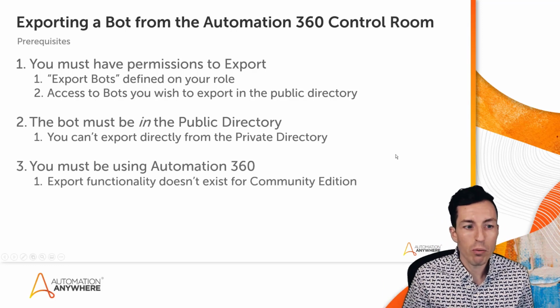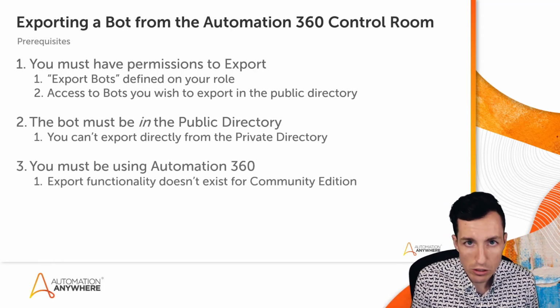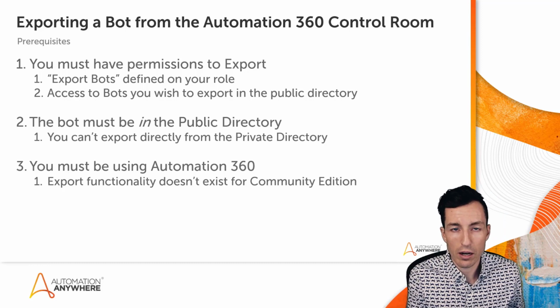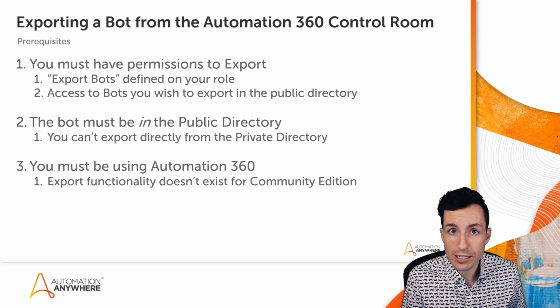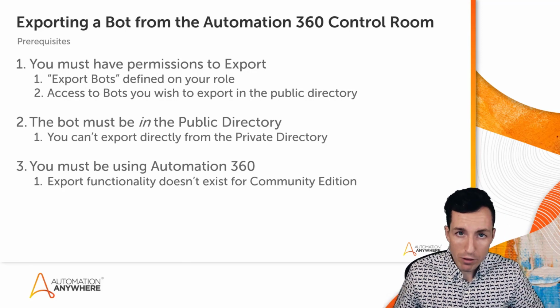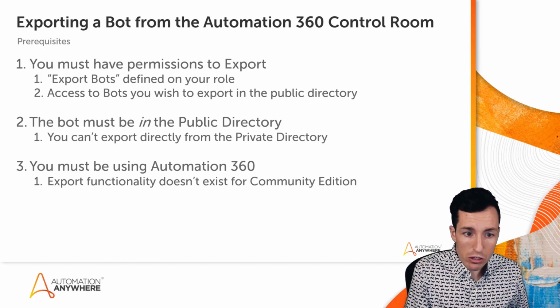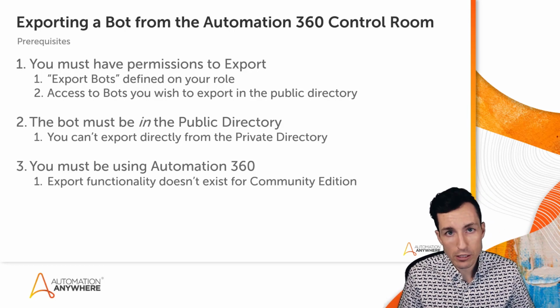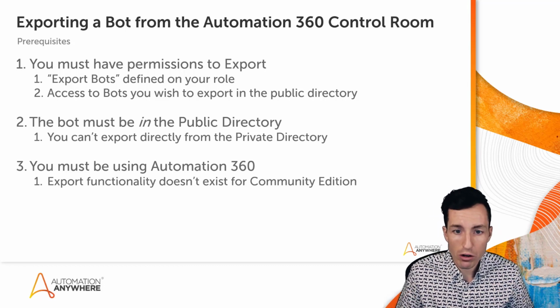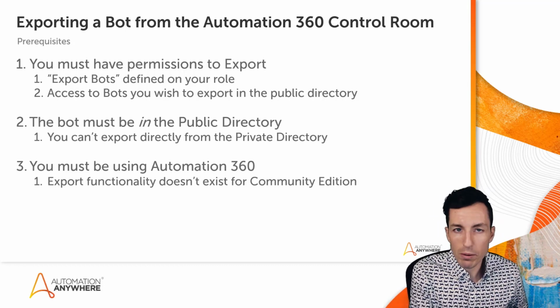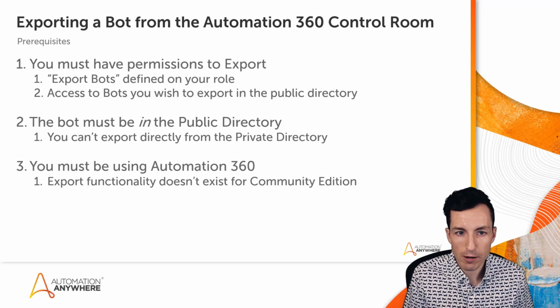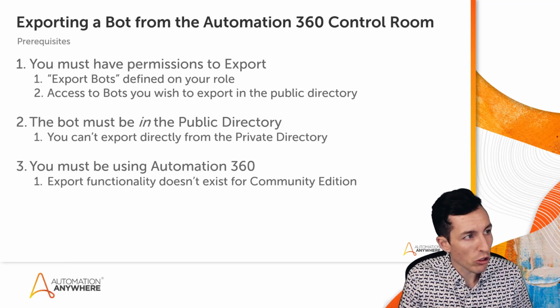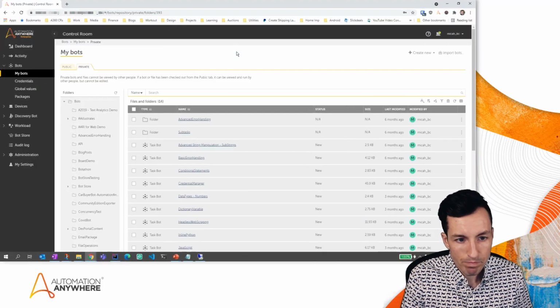The third and final point is that you must be using Automation 360. We previously called this Automation Anywhere A2019 Enterprise, but you have to be able to use that version. You cannot export directly from Community Edition. So you won't be able to export bots from Community Edition, but if you are using Automation 360, you'll be able to follow along with me and do this exact same thing. Great. So let's switch over to my control room here.